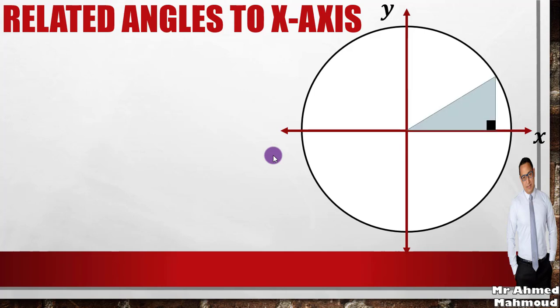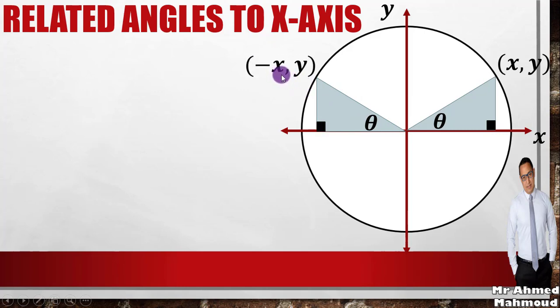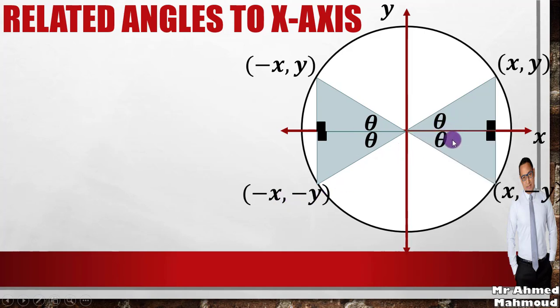Here, angle theta, its coordinates x and y. And here's the angle with the x-axis. Another angle here, also with the x-axis but in a different direction. This one is negative y and x. Another angle with the x-axis here, its coordinates negative x and negative y. Another angle with the x-axis here in the fourth quad.